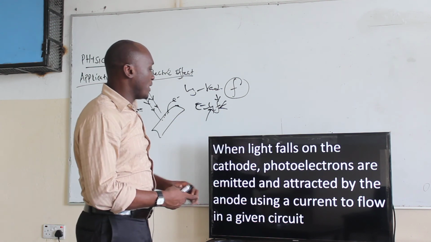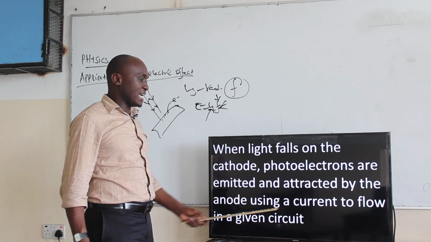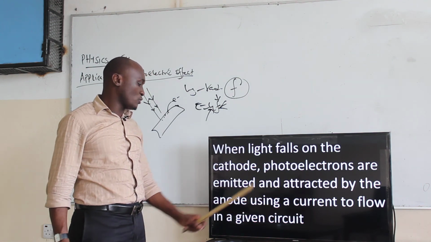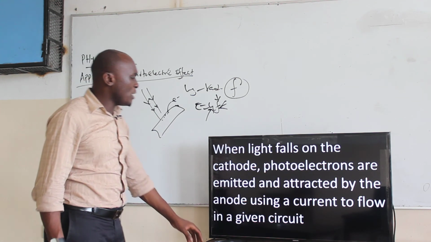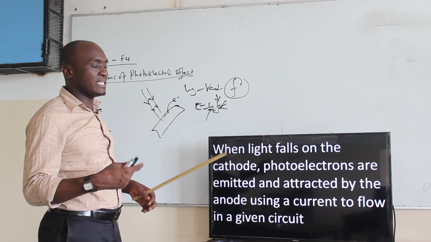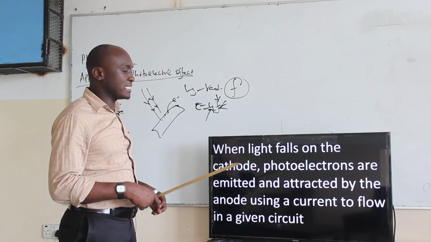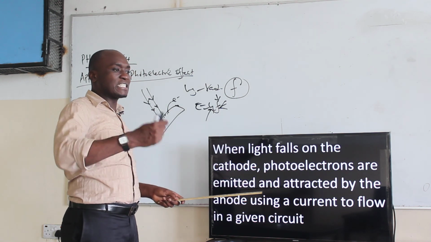That's why we say that when the light falls on the cathode, photoelectrons are emitted and attracted by the anode, causing a current to flow in a given circuit. Now it's very clear that we talk about the cathode, we talk about the photoelectron. These are electrons, these are negative in nature.